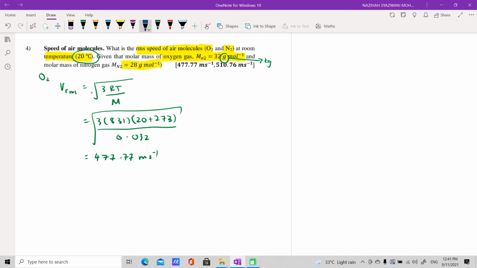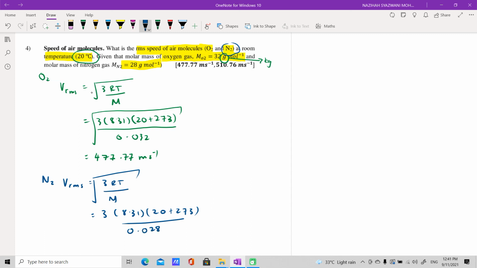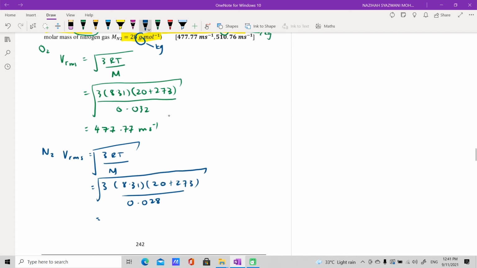For the second one, which is the nitrogen, N2, again we are going to use the same formula, v_rms equals square root of 3RT over M. Substitute R is 8.31, and 20 plus 273, because we want to convert to Kelvin, and the molar mass of nitrogen gas is 0.028. Don't forget to convert this to kg. Your answer should be 510.76 meters per second. So that is how you do it.